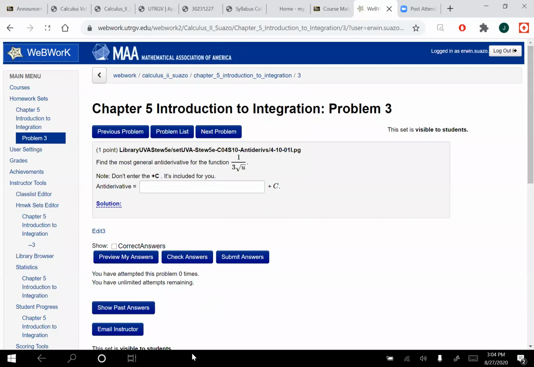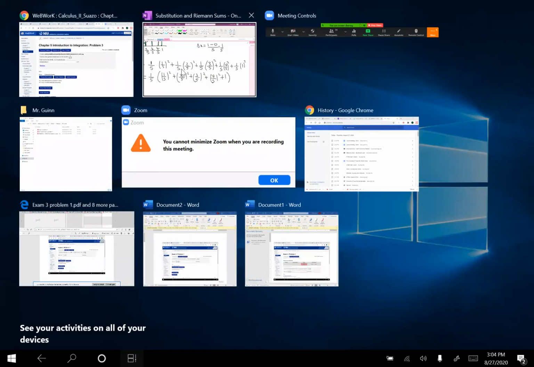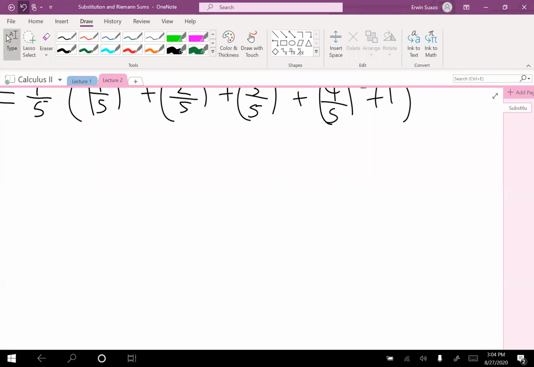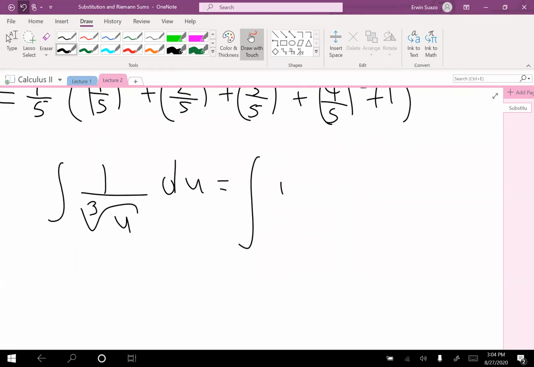So let's solve this problem. So let's do it here. We have an integral of 1 over cube root of u du. So we can change it to u to the minus 1/3, correct or not? What do you guys say, yes or no? Let's put example. Well, this is example 3 will work. Let me put here example 3.